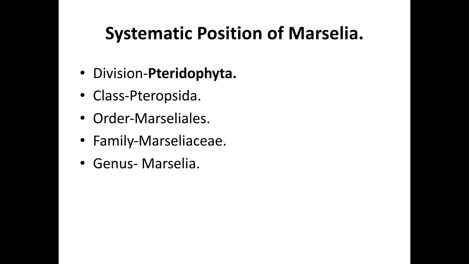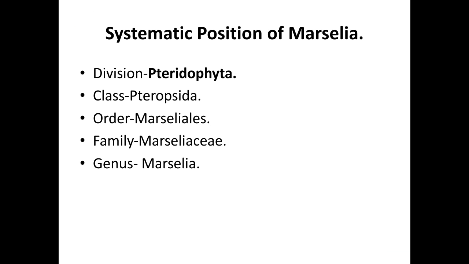Next, systematic position of Marsilea. Marsilea belongs to division Pteridophyta. Plant body is differentiated into root, stem and leaves. True roots are present in place of rhizoids. Sporophyte is independent of gametophyte for its nutrition, and a definite vascular tissue is present. It means xylem and phloem conducting elements are present in case of Pteridophyta.